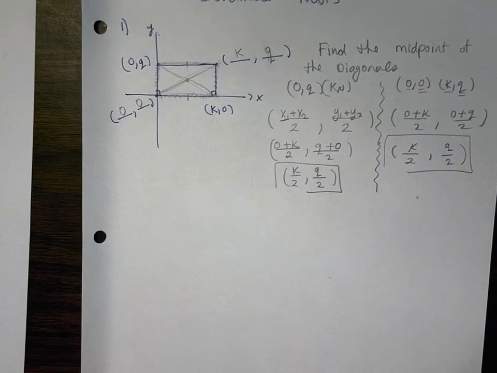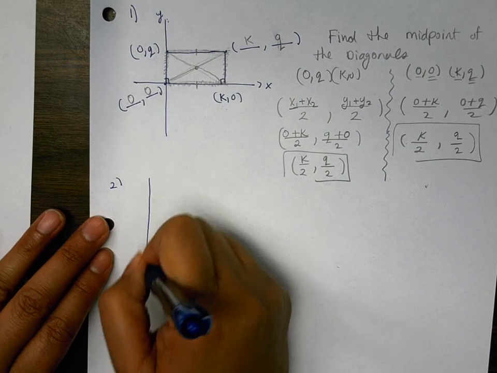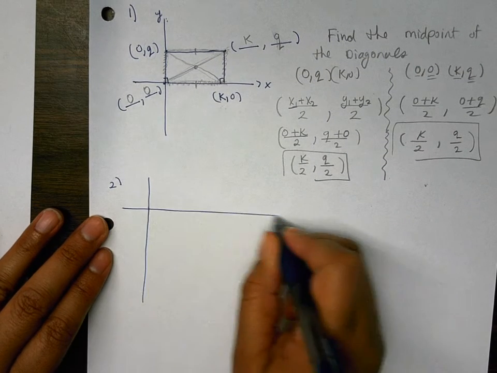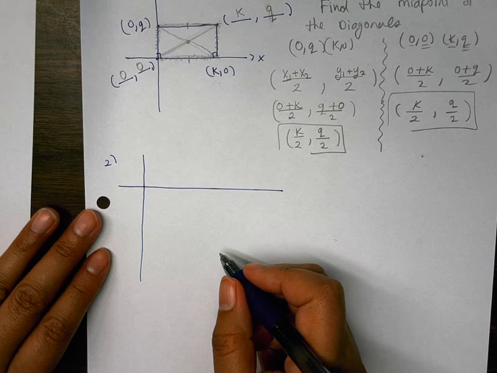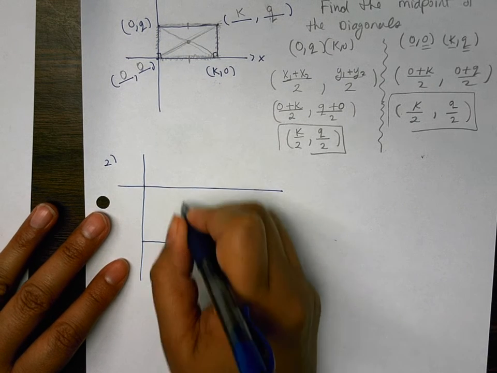Okay. Number 2. This time I'm going to draw my rectangle in quadrant 4. You guys okay?